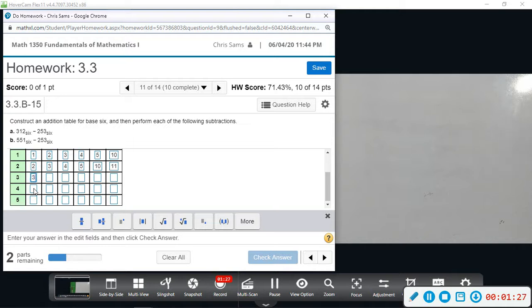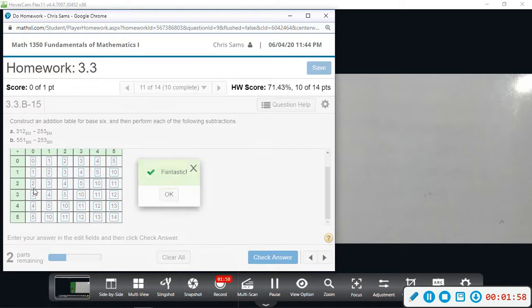So now we're starting with 3, 4, 5, 6 would be there, but it is now 10, and then 11, 12 base 6, and then we start 4, 5, not 6, it's going to be 10, 11, 12, 13 base 6, and then we start with 5, which will go to 6, which is 10, 11, 12, 13, 14. Okay, so we have our table filled in.